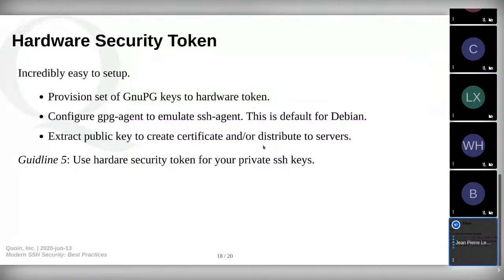It's really simple to use. To do this, you have to provision the GPG keys to the hardware token. Then you configure GPG agent to emulate SSH agent. It also has support for PuTTY too. So if you use PuTTY, say on a Windows machine or on Linux, it can support those too. And then it's easy to extract the public key to create the certificate. And to my mind, this is just brain dead simple. So let me show you a little bit what it looks like.